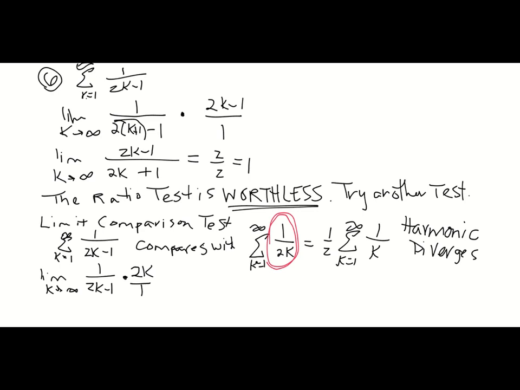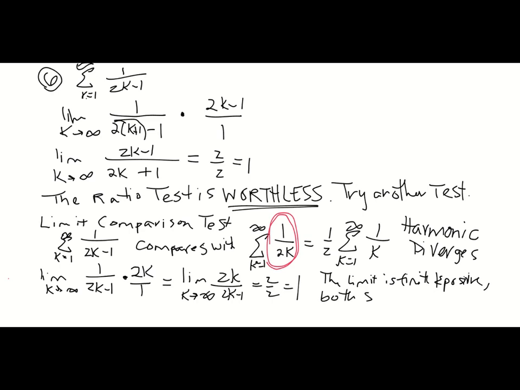And now we will work out that limit. The limit as k approaches infinity of 2k over 2k minus 1. Oh, the degree of the top and the bottom are the same, so that's just 2/2, which is 1. And since the limit is finite and positive, both series will do the same thing. Both series diverge by the limit comparison test.